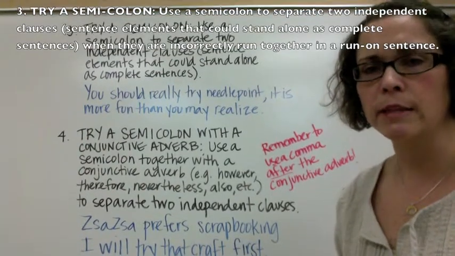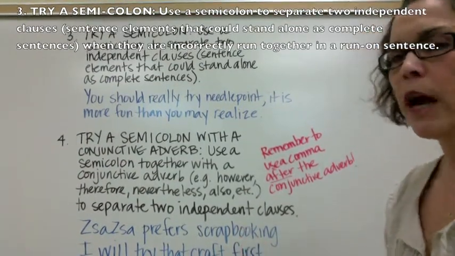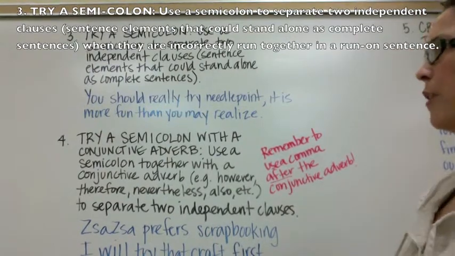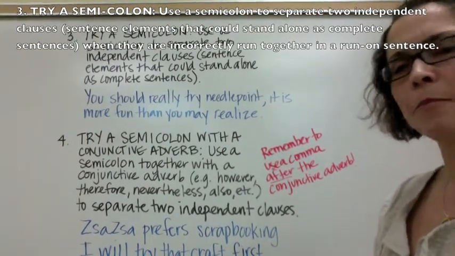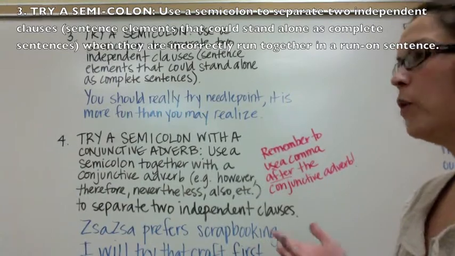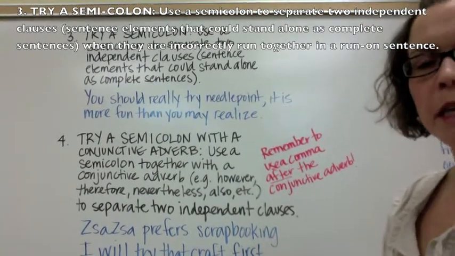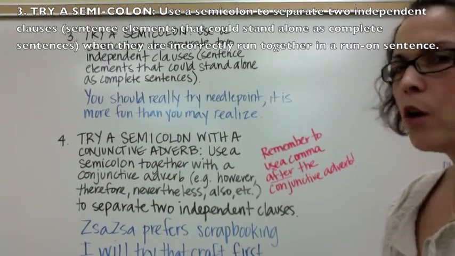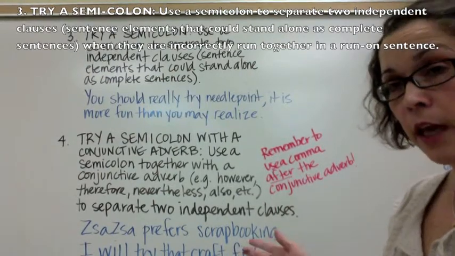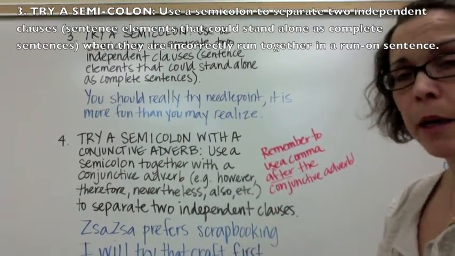Okay, so let's take a look at this example. You should really try needlepoint. It is more fun than you may realize. Okay, so where are our two independent clauses? Our two things that could be complete sentences on their own. Well, in this case, as is often the case in people's writing, they're separated by a comma.